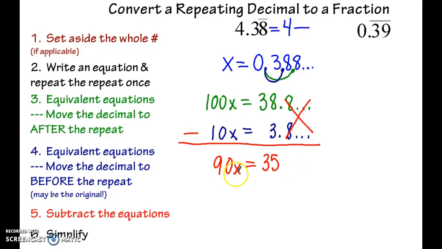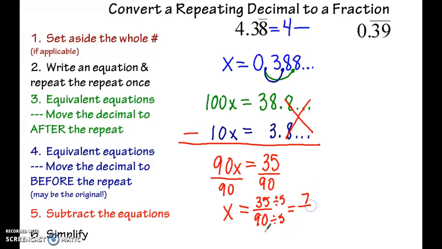How do I do that? These are multiplied. Opposite is divide. Divide by 90. X equals 35 over 90. And now my last step then is to simplify if necessary. Well, it is necessary. These can both be divided by 5. And 35 divided by 5 is 7. 90 divided by 5 is 18. Do the work off to the side if you need to.